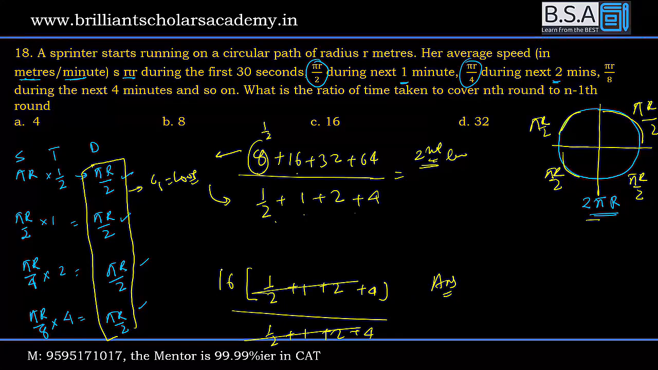So what is the answer? The time ratio is 16. See how beautifully the question has been framed, how values have been manipulated. It will always be the same. The ratio will always be the same, because that is the concept of GP.